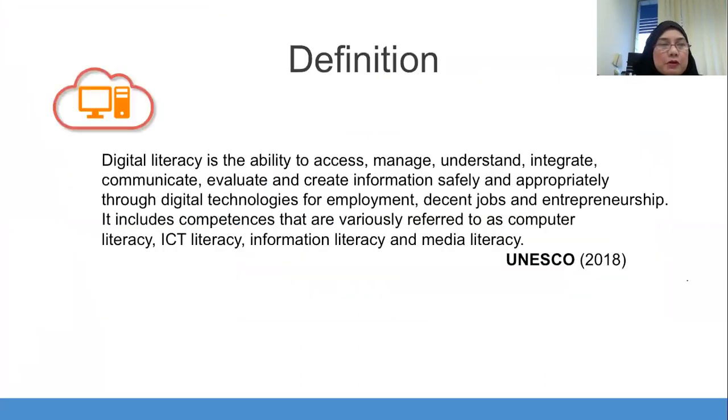First of all, on my topic. For today's presentation, I would just like to define digital literacy as the ability to access, manage, understand, integrate, communicate, evaluate, and create information safely and appropriately through digital technologies for employment, decent jobs, and entrepreneurship. This also includes competences variously referred to as computer literacy, ICT literacy, information literacy, and media literacy. This is the definition I take for digital literacy, from UNESCO 2018.